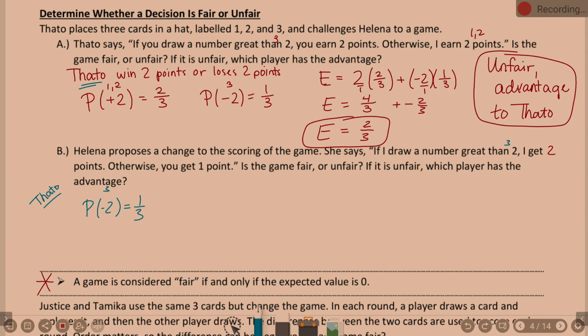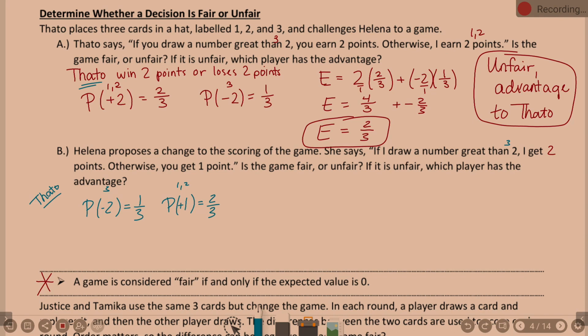Otherwise, you get 1 point. Who's you? Theto. So Theto is getting 1 point. That's a +1. When is Theto getting 1 point? If it's 1 or 2, if it's not greater than 2. So that means if it is 1 or 2, which is how many? That's a 2/3 chance.